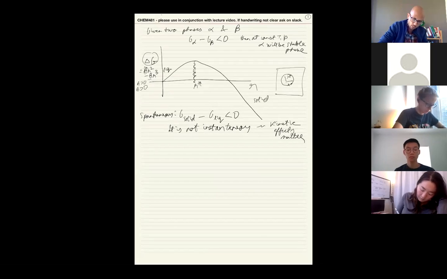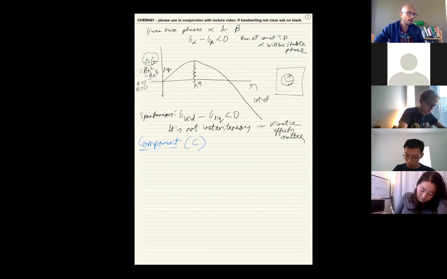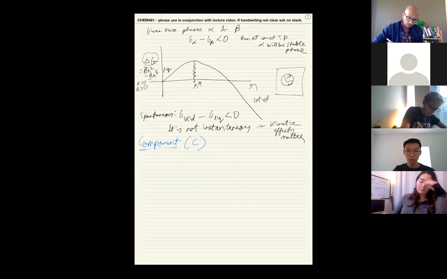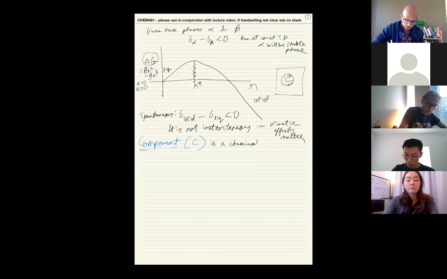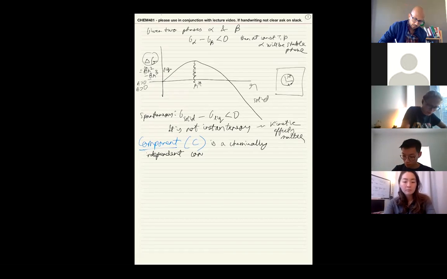The next thing I want to talk about is the concept of a component. Normally, component is denoted by the letter C. It is kind of like the composition, but not quite. What do I mean by that? So the definition of a component is that it is a chemically independent constituent of a system. It is a chemically independent constituent of a system.